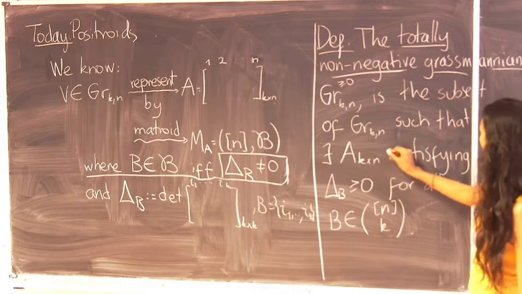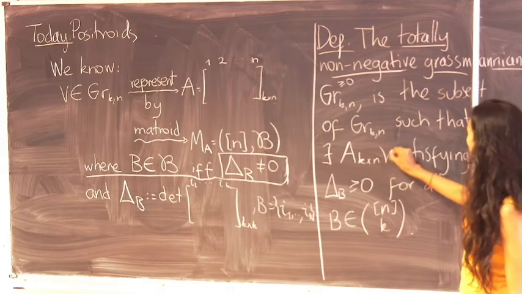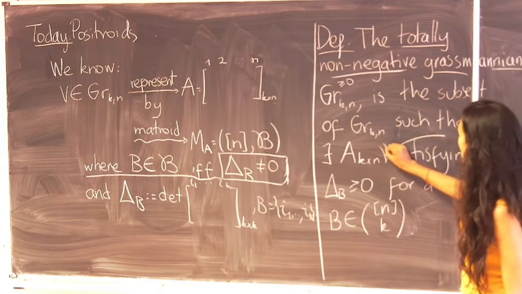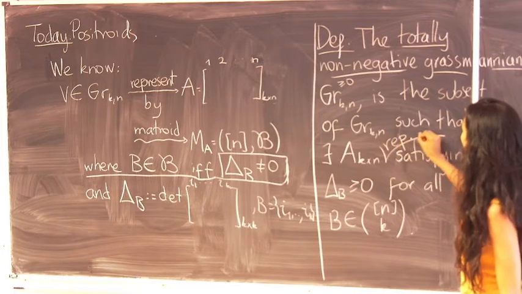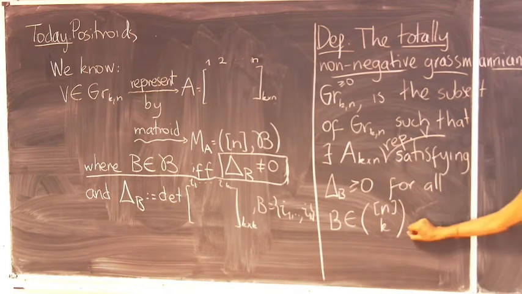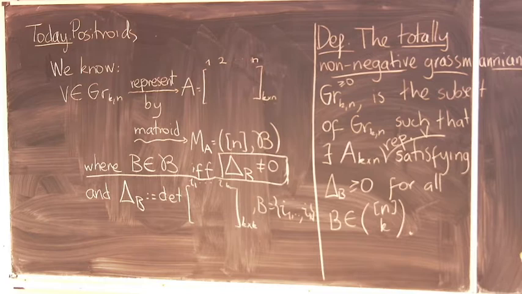Oh, I should say such that there exists a matrix A representing it for which this condition is satisfied. Okay, so let's do an example.